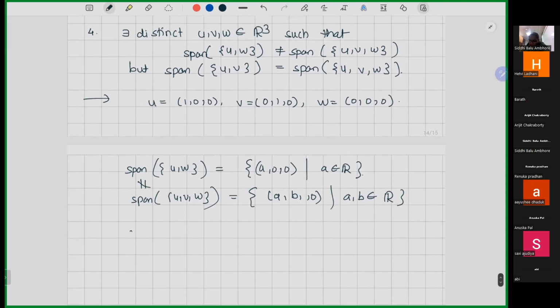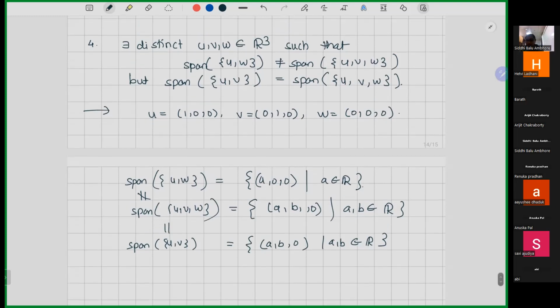Now for the span of U, V, we check what it is. This is again a, b, 0 such that a, b is in R, right? And this we know is equal to span of U, V, W. The first condition is satisfied and the second condition is satisfied. So the elements U, V, W which we chose here, what Hetvi gave us, satisfy this condition.